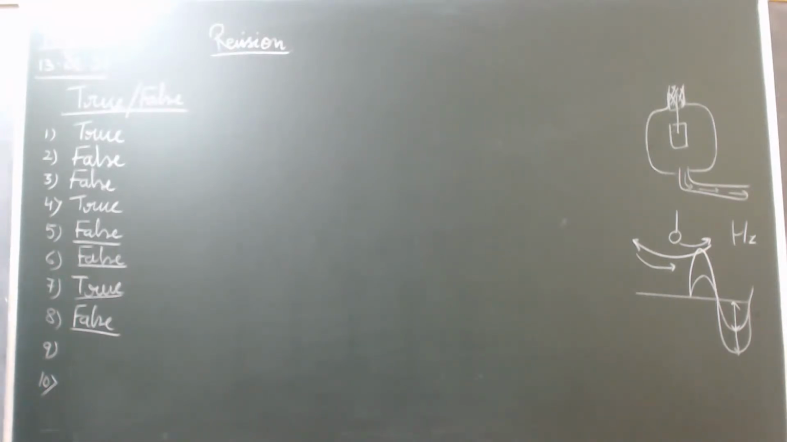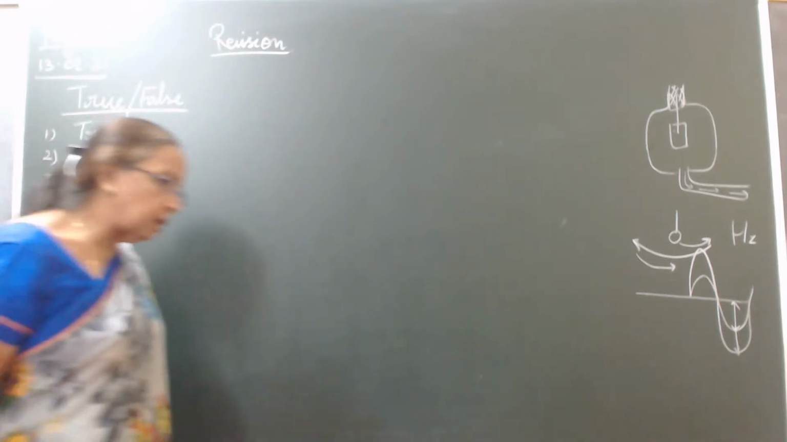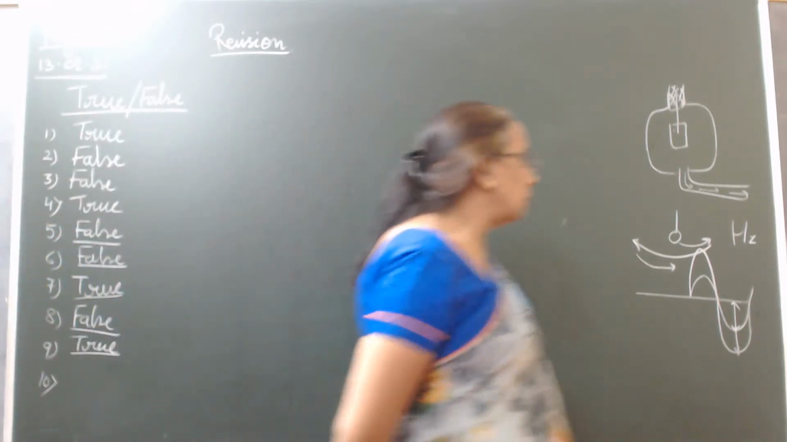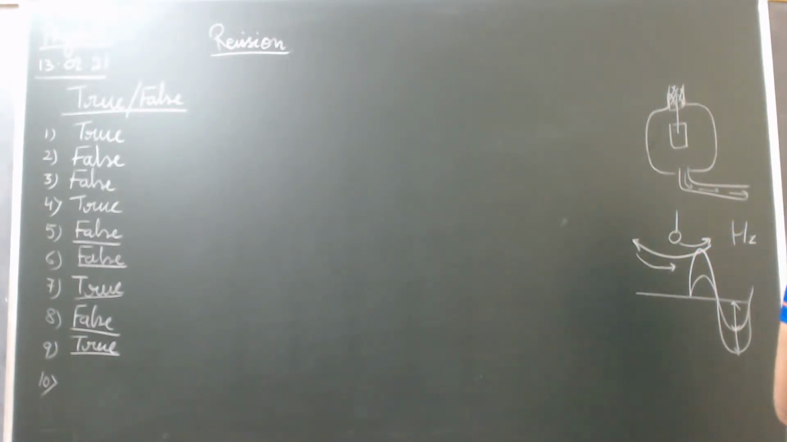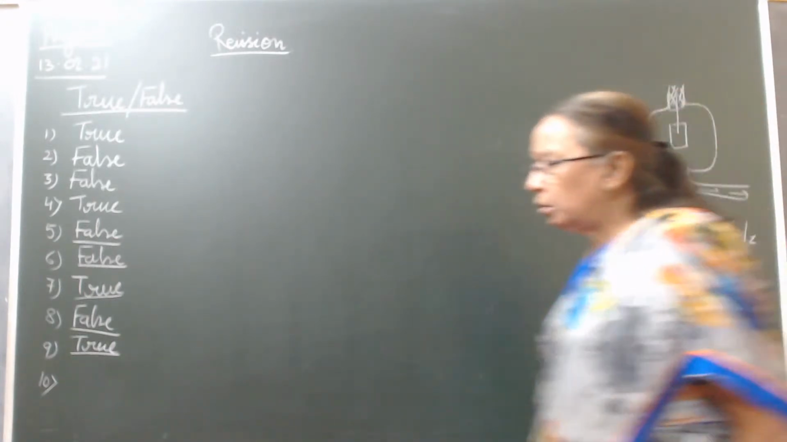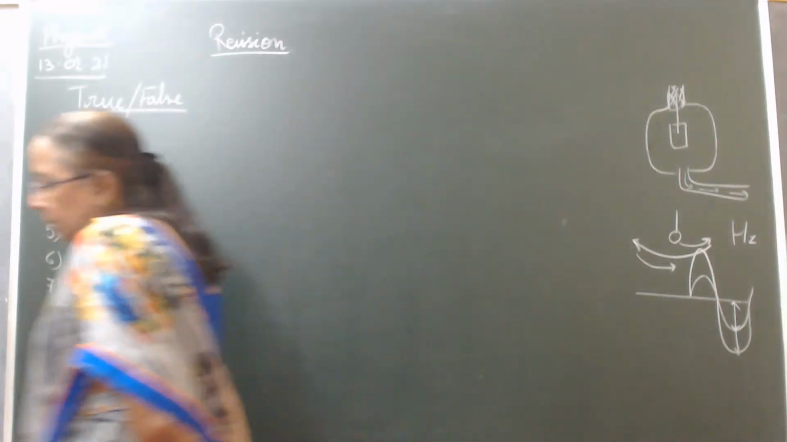Now, second one. A charged glass rod attracts a charged plastic straw. That is true because both the things are different. Glass is made up of one material, whereas plastic is made up of another material. If you charge them, there will be attraction.